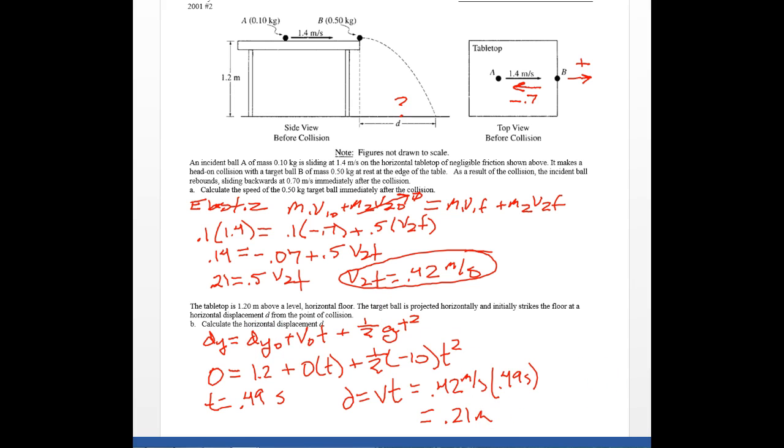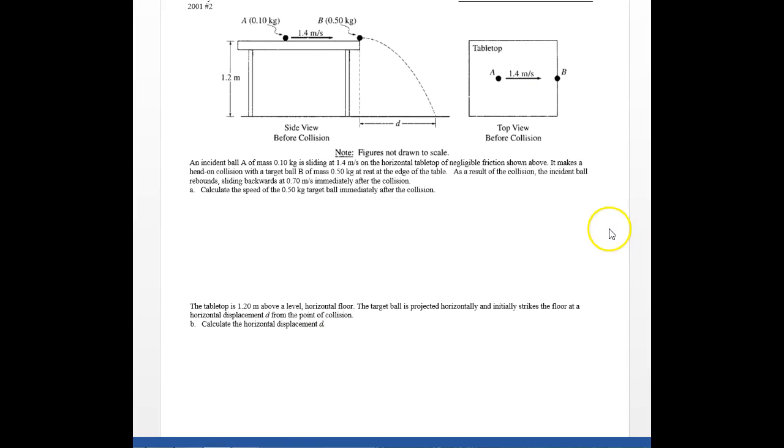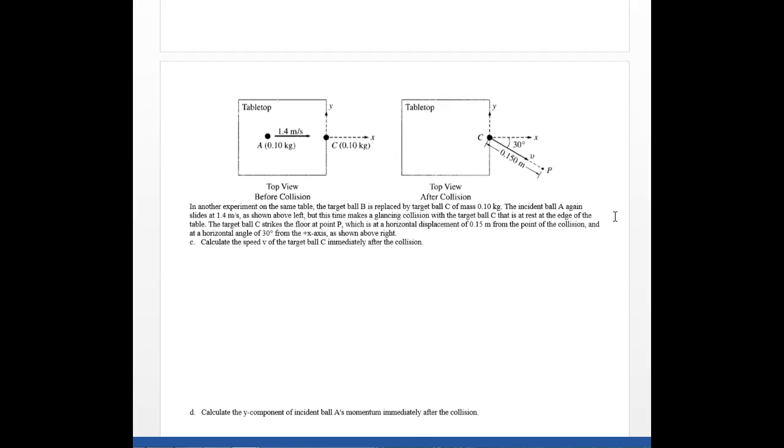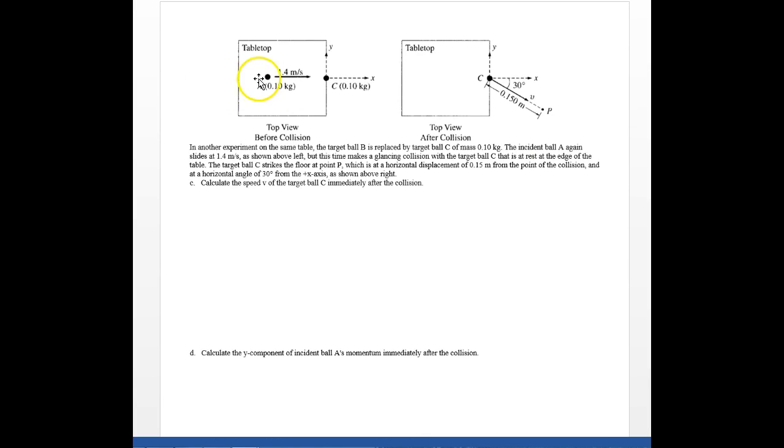For the next part, which is letter C, let's see what they want us to find. They want us to look at this situation where now the ball is coming across and strikes this other ball at a glancing angle. So it's going to hit it near the top, near the side, so kind of right in that area right here.